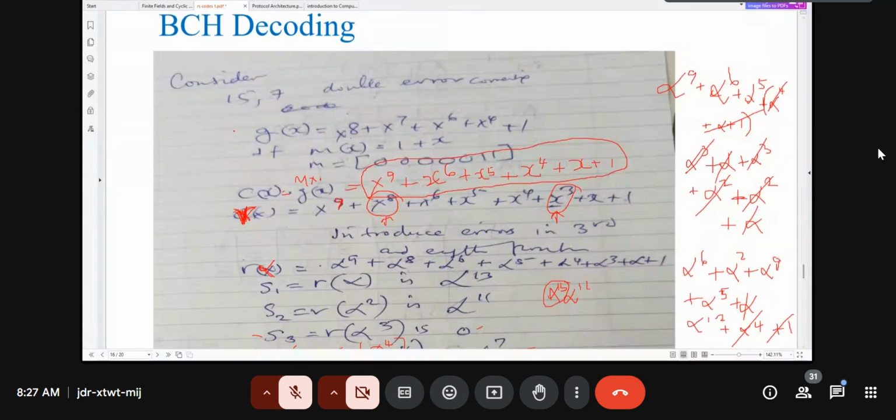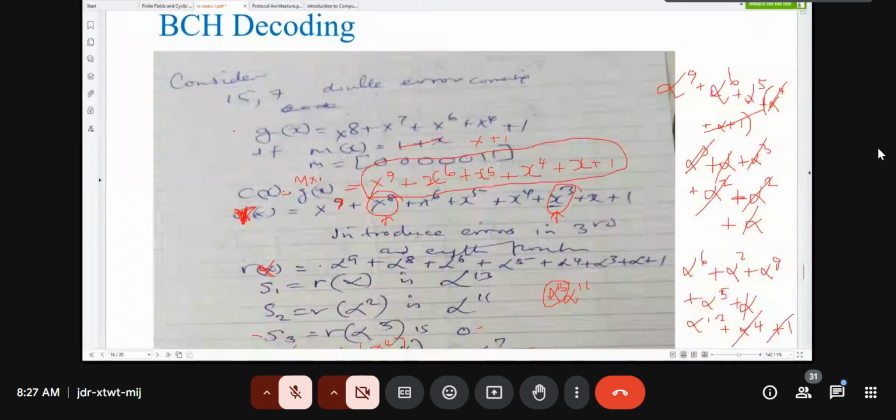Okay, sometimes we write 1 plus x. That was wrong. I should write x plus 1. I should be consistent. If I write from the highest, then I need to be consistent. So it is x plus 1.